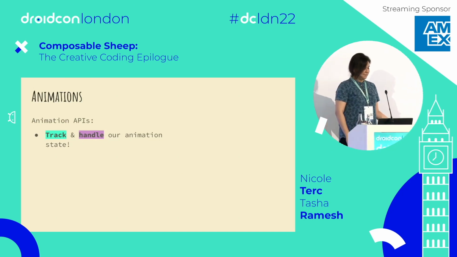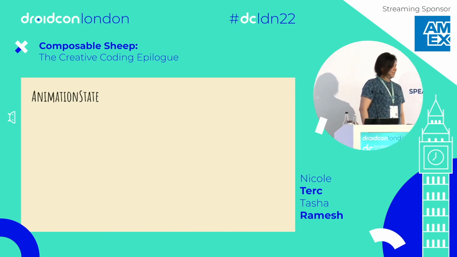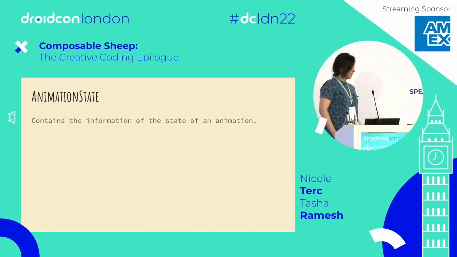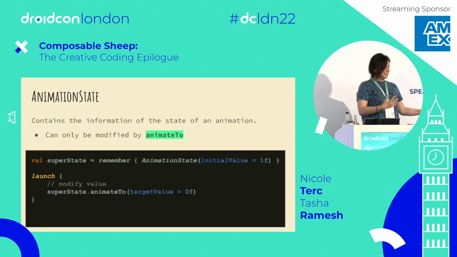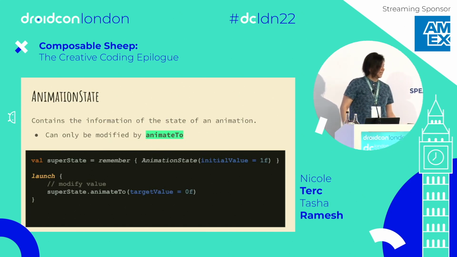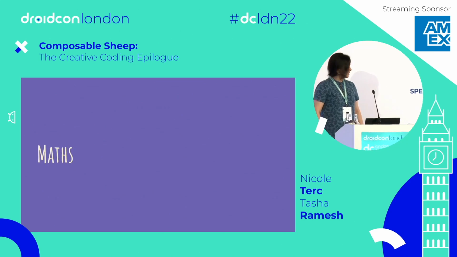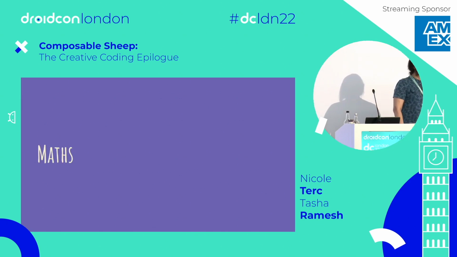Using the really aptly named AnimationState class. For those who don't know AnimationState, this is basically a class that contains all the information of the state of an animation. And once it is created, it can only be updated by animate2. Don't think too much about it. You can see a small example in here. Basically, you just create the thing and just change things and then just read things. That's everything this class is going to be, a container of our animation state. Nice. Now that we have the Compose part over, what are we going to be using from maths?